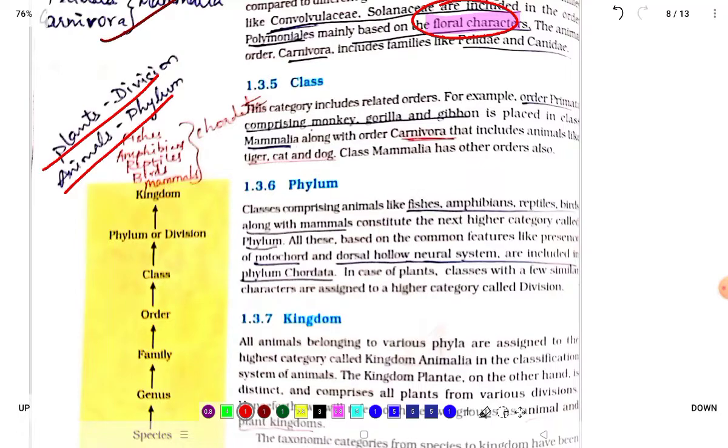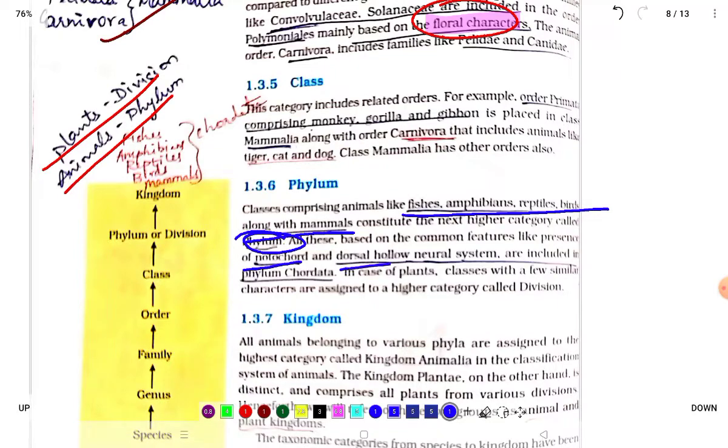Fishes, amphibians, reptiles, birds along with mammals constitute the next higher category called phylum. Next, all these, based on common features like presence of notochord and dorsal hollow neural system, are included in phylum Chordata. This you will be learning in the animal kingdom.